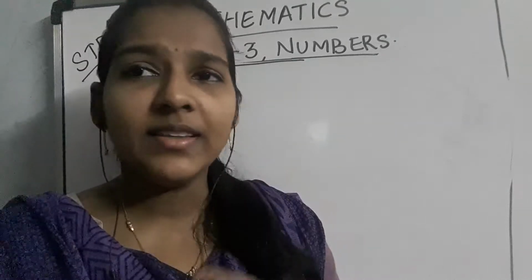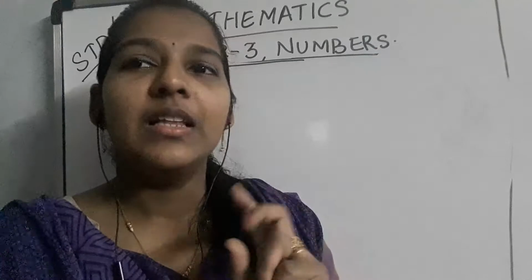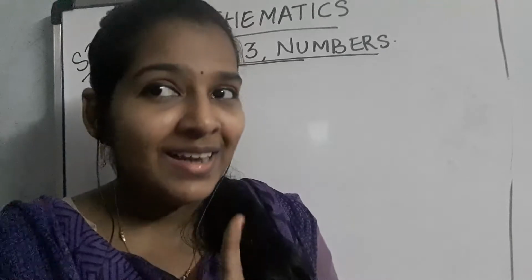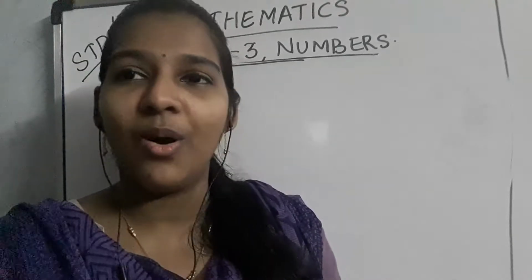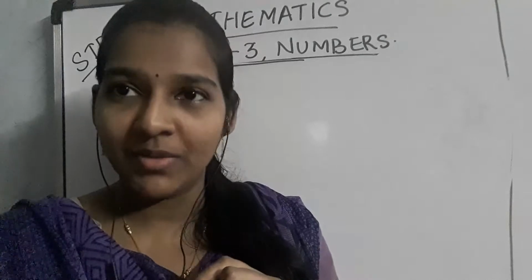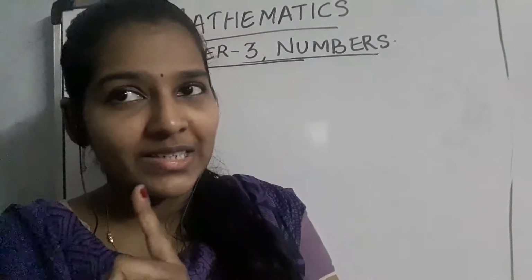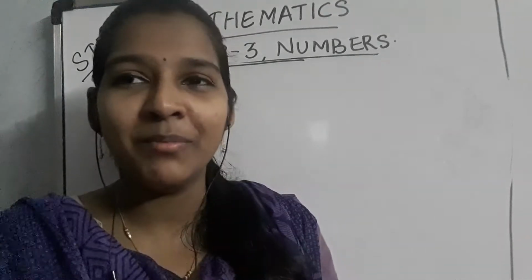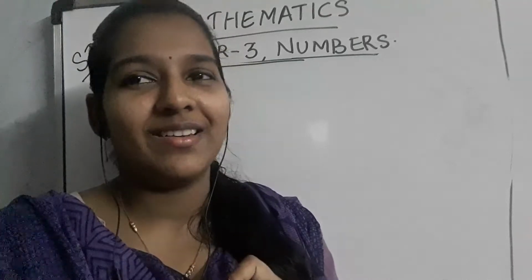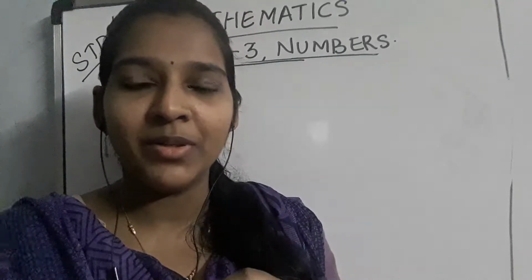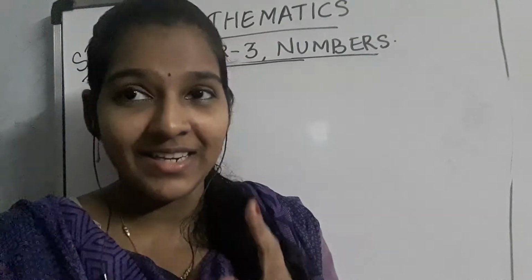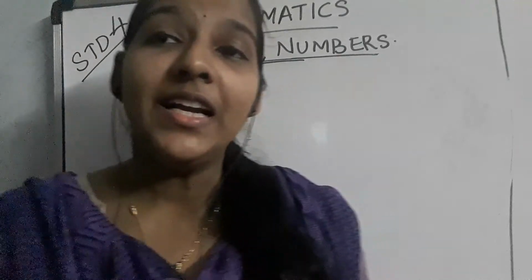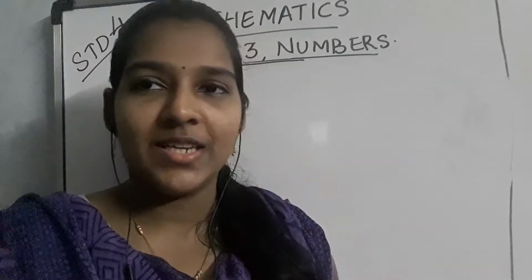Now, what are three digit numbers? The numbers from 100 to 999 are called three digit numbers. And which is the smallest three digit number? That is 100. And which is the largest three digit number? 999, isn't it? Okay.